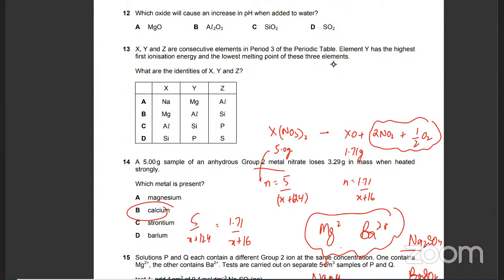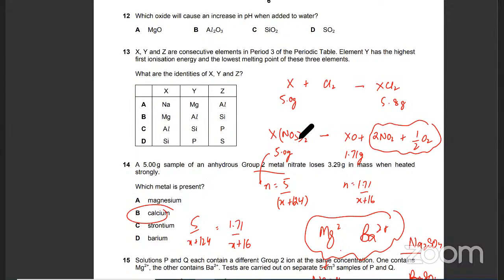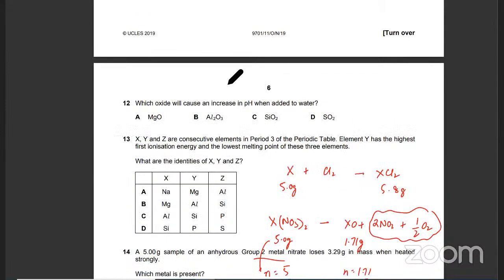Like if they're saying that there's X plus Cl2 and it forms XCl2, right? And they tell you that there's a 5 gram sample of X and it reacts with Cl2 to form 5.8 grams of XCl2. I mean, just a hypothetical one. The moles of this, according to the equation, are exactly the same as the moles of this. So you can equate them and divide by the MR, which is X, and divide by the MR over here, which is X plus 71. And you can do that over here as well. Okay, is this clear? Yes, sir.